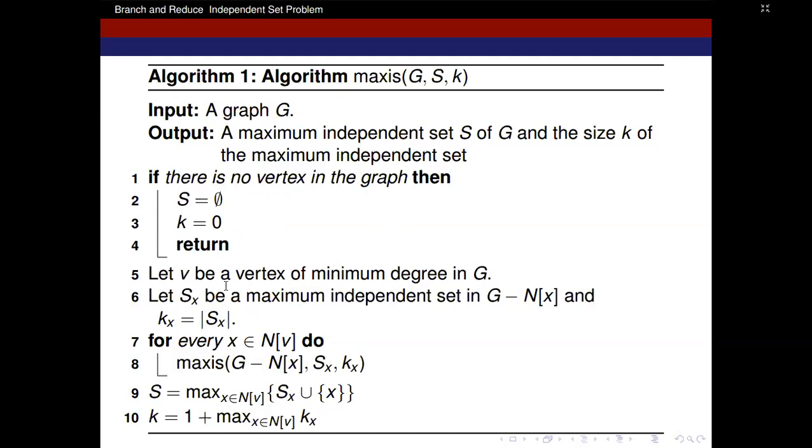And let V be a vertex of minimum degree in G, and let Sx be a maximum independent set in G minus Nx, and Kx is the cardinality of Sx. So recursively, for every x in N[v], we find among these the maximum one and pick it. For every one we recursively call its set, and we choose the maximum one. Vertex x we have deleted, so you take the union of Sx and x, which is among the maximum of these values, which will be the independent set S, and K will be this one.